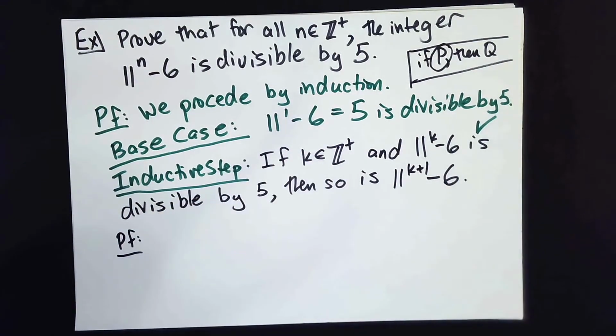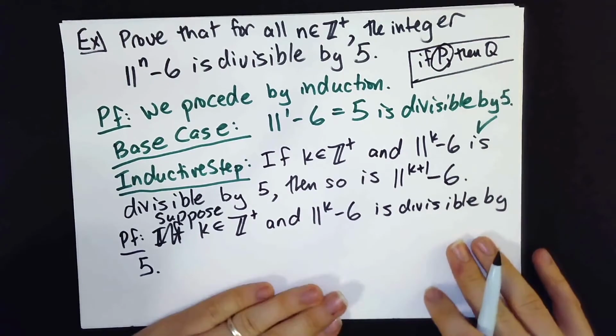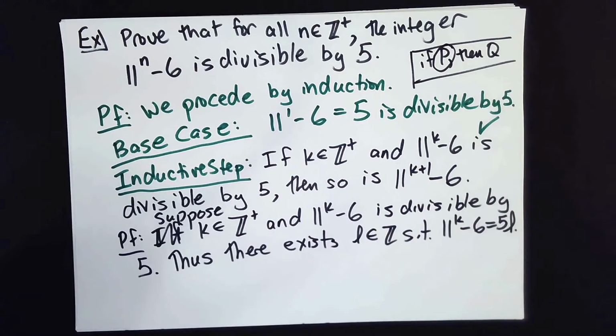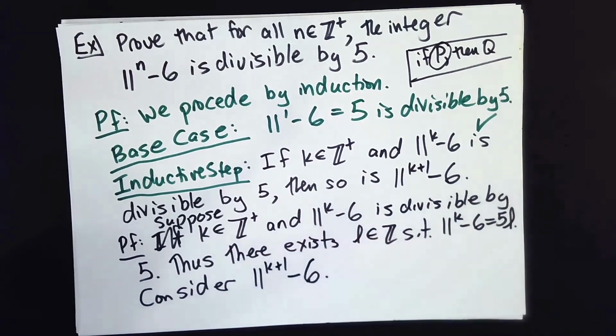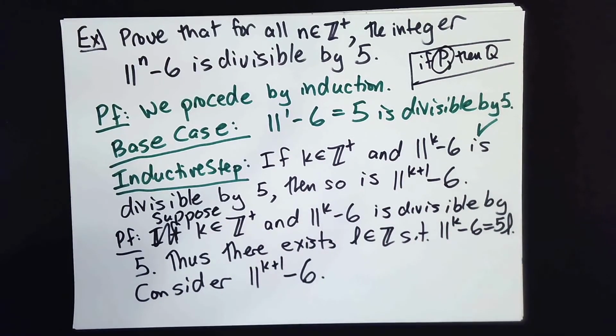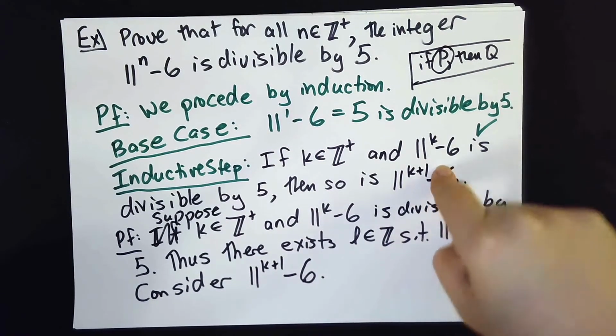As you're probably expecting, we're going to suppose that k is a positive integer, and 11 to the k minus 6 is divisible by 5. I'm going to write out what that means, which is that there exists an integer L such that 11 to the k minus 6 is 5L. And now I have to think about this 11 to the k plus 1 minus 6. How am I going to get the 11 to the k plus 1 minus 6 to relate back to the 11 to the k minus 6?